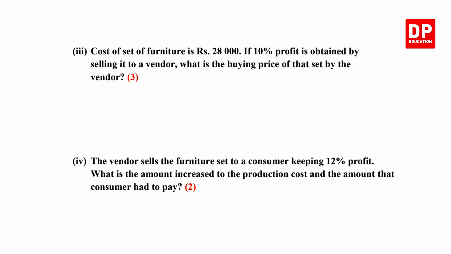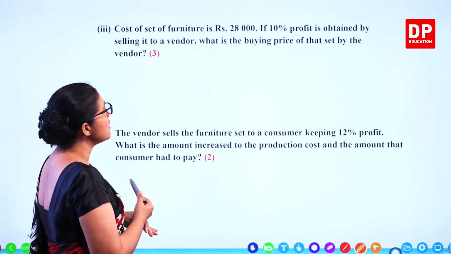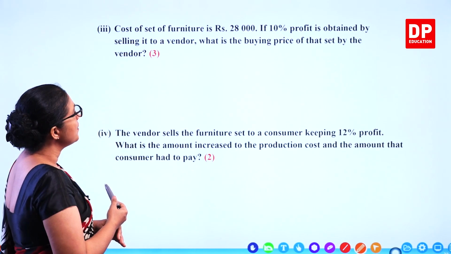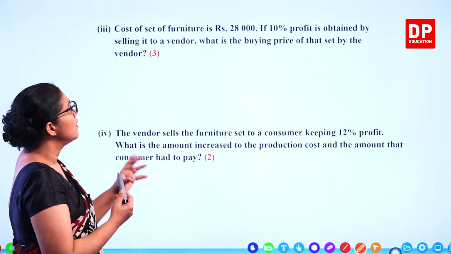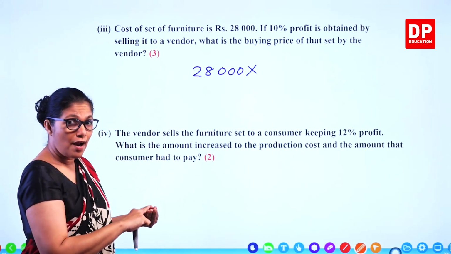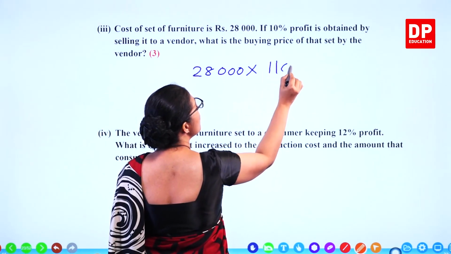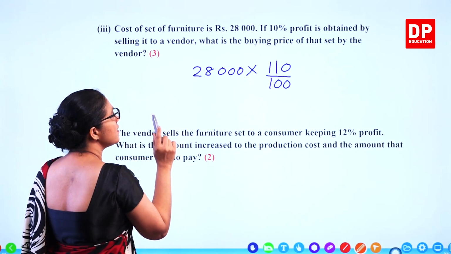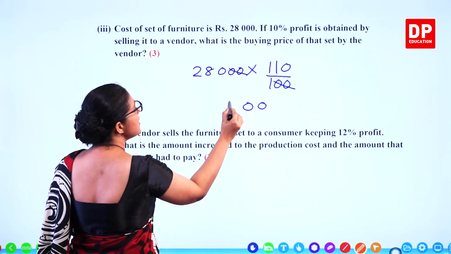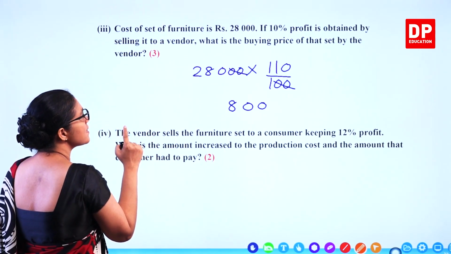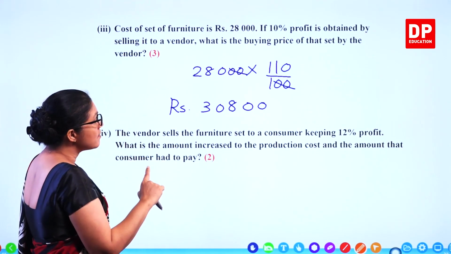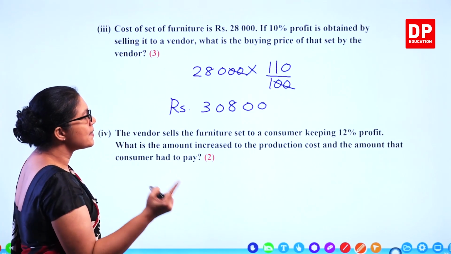Part 3. Cost of set of furniture is 28,000 rupees. If 10% profit is obtained by selling it to a vendor, what is the buying price of that set by the vendor? So you have to add 10% to that. So 28,000 multiplied by, what's the coefficient you have to take? If it's 100, you have to pay 110. So 110/100. 10% more than 28,000. So here 2 zeros get cancelled out. 11 times 8, 88. 11 times 2, 22 plus 8, 30. So 30,800 rupees.